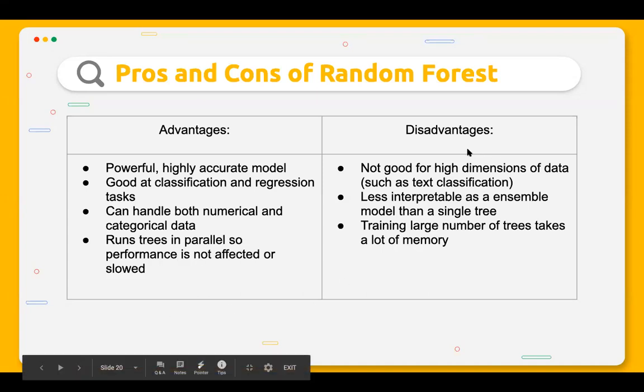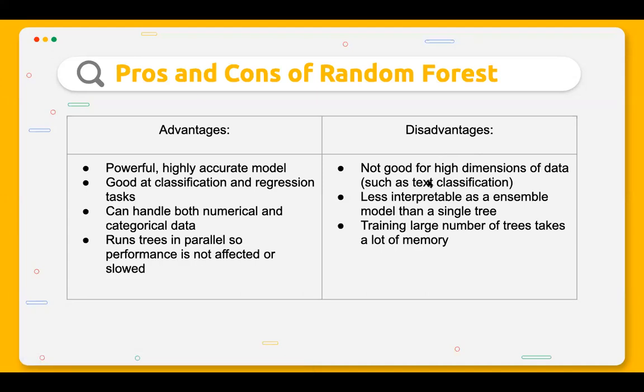And then the disadvantages are that it's not good for high dimensions of data, such as text classification. In text classification, each word could be a different class, so we have a really high number of classes, and that's not good because then we'll have a lot of leaf nodes, our tree will be very wide, and it might be prone to overfitting. And another disadvantage is that it's less interpretable as an ensemble model than a single tree.